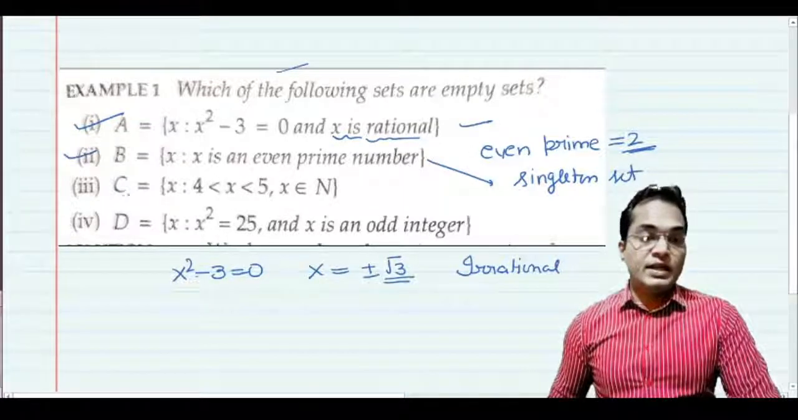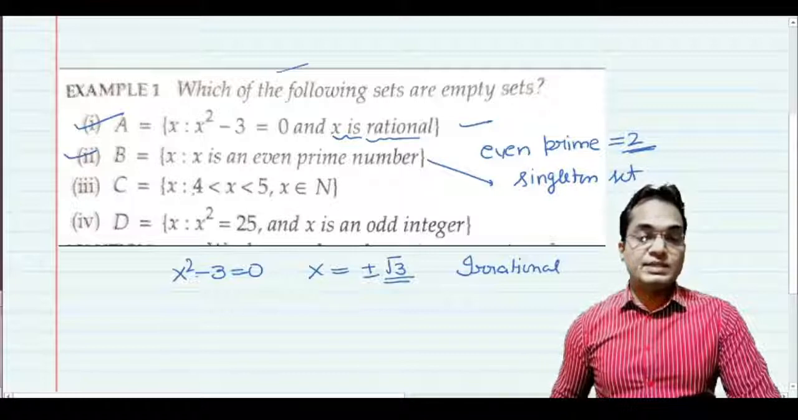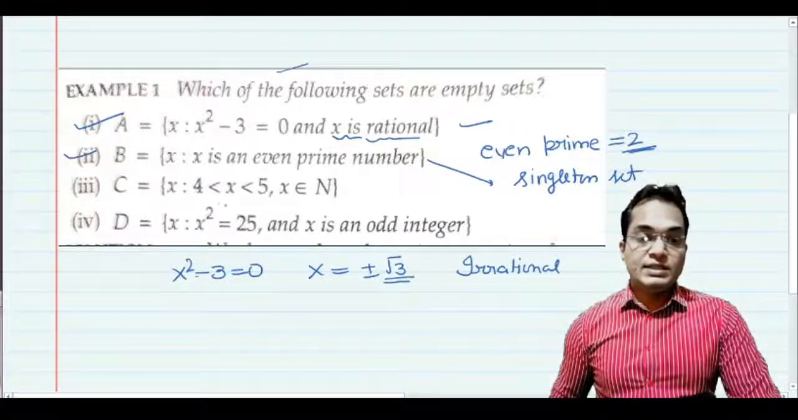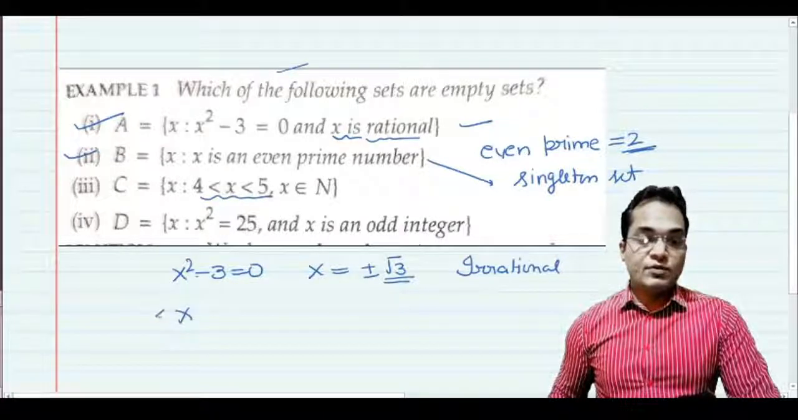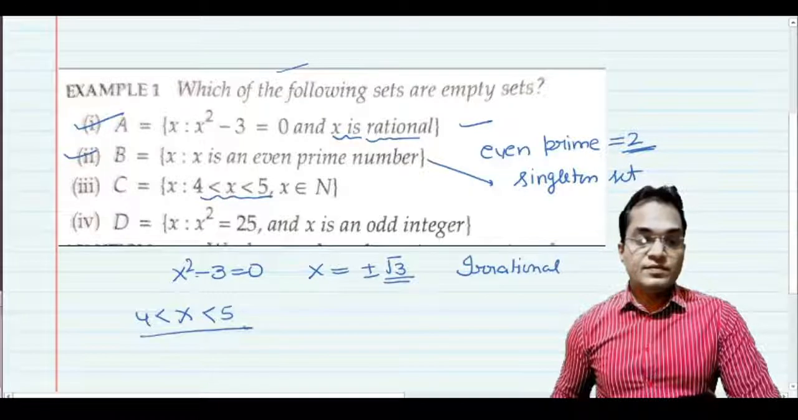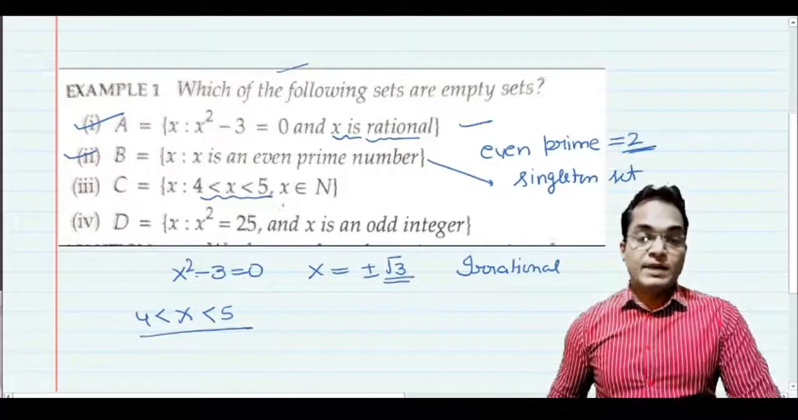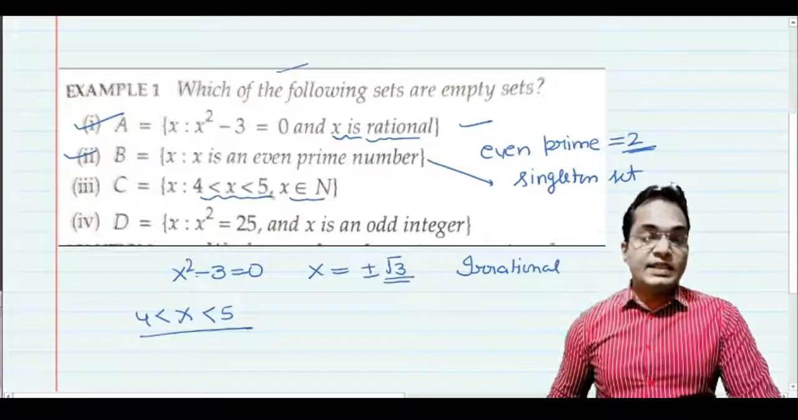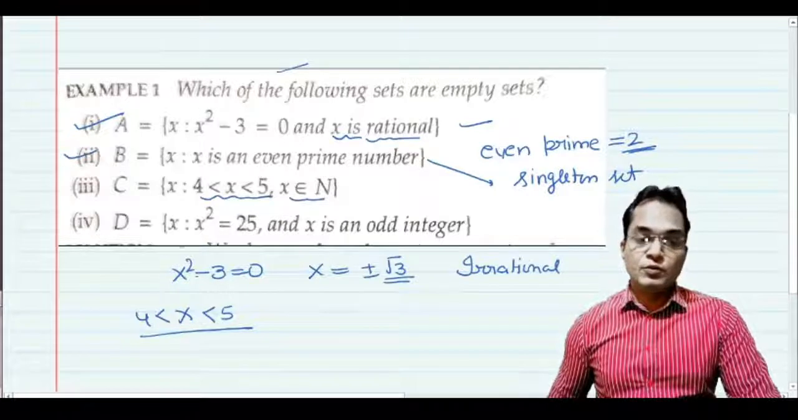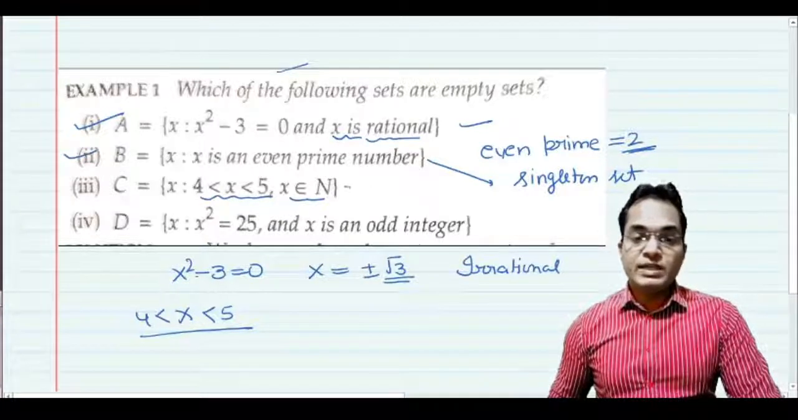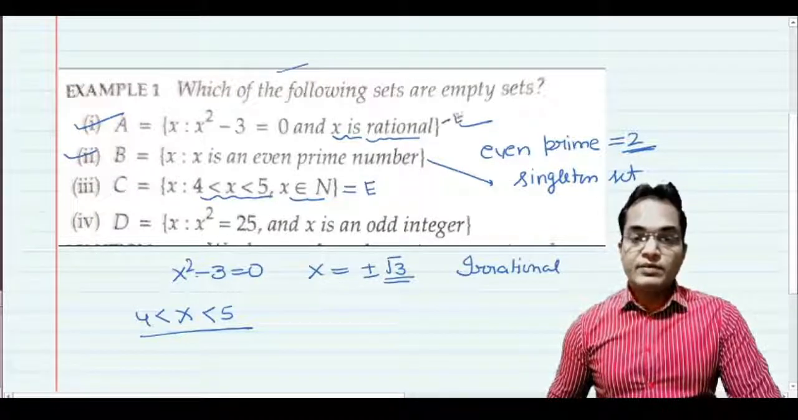Next, it is given that x is greater than 4 and less than 5, where x belongs to natural numbers. Is there any natural number in between 4 and 5? No. Means this is an example of an empty set. Got it?